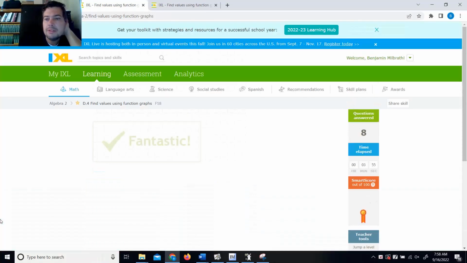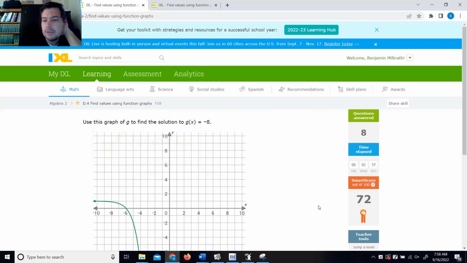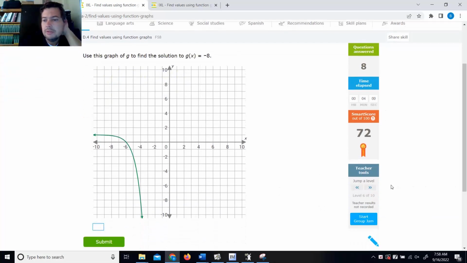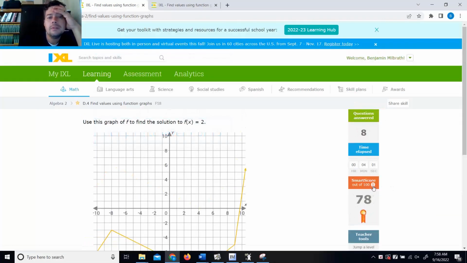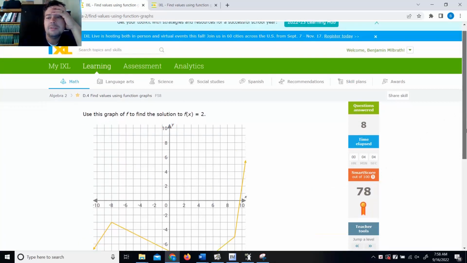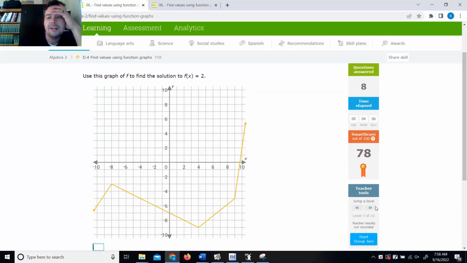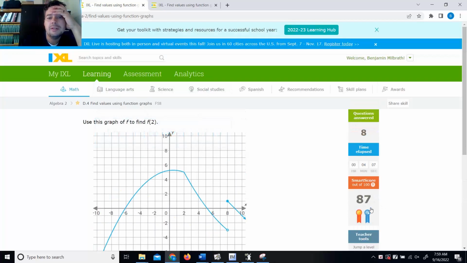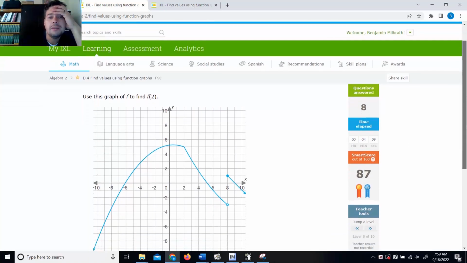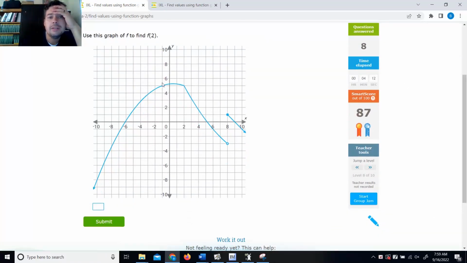Let's level up, see if there's anything interesting, because I need to decide how far to take this one. f of x is 2, nothing different about that. They're just making the graphs a little more interesting. Ooh, piecewise. That's a piecewise graph, but it's not hard. f of 2, 5, right?